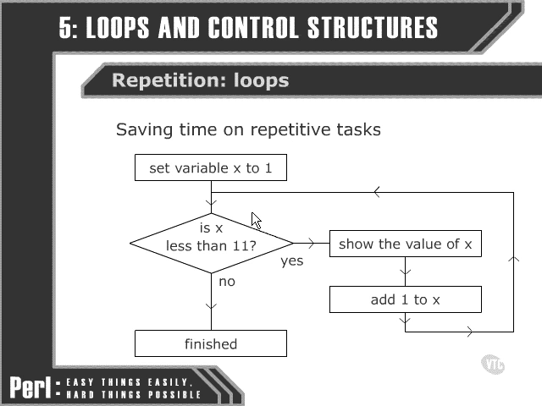Now we do the same check again. Obviously this will be repeated 10 times. Finally, the check, once we get up to the number 11, will evaluate false. So the number 11 is never shown. We go down this path and the program finishes.